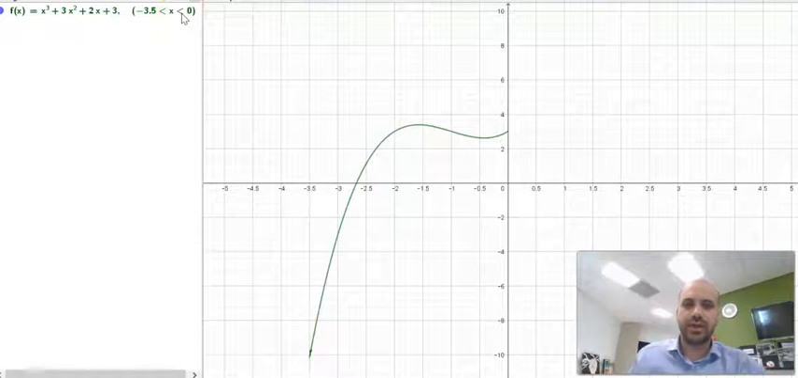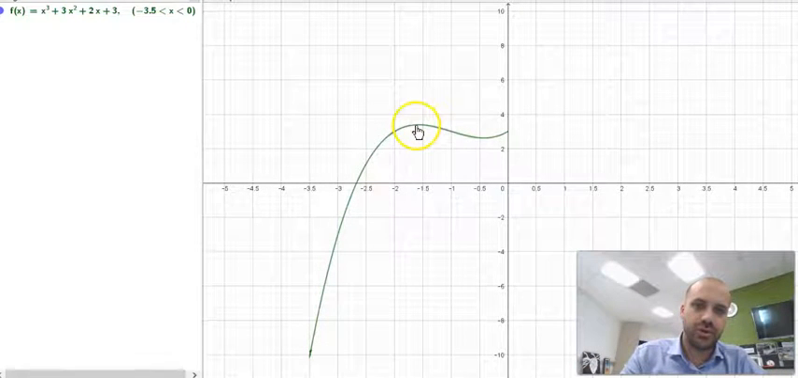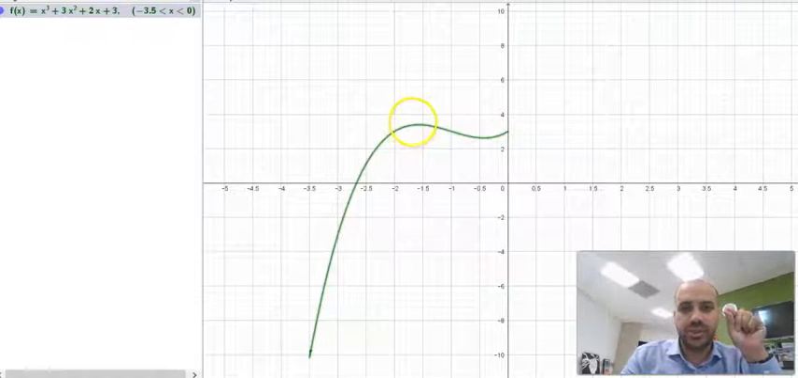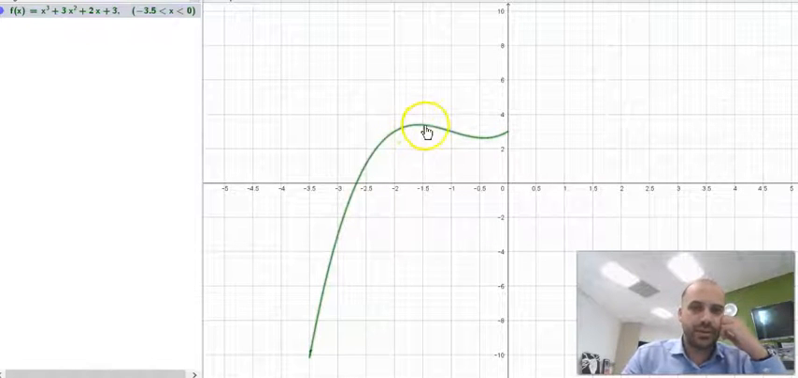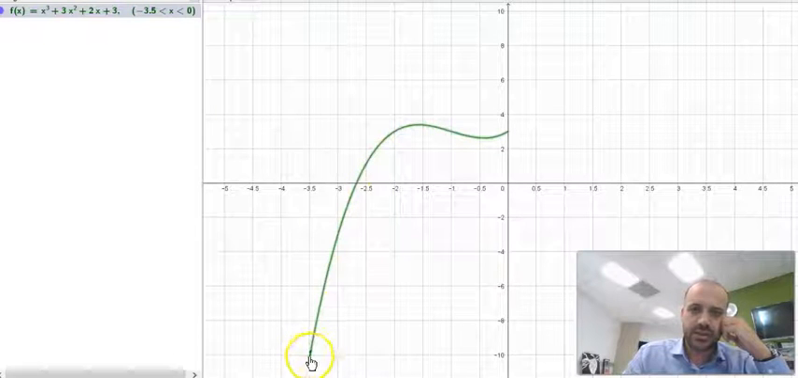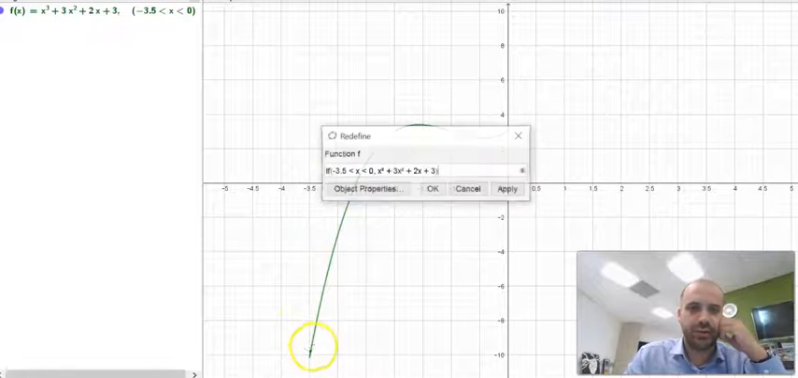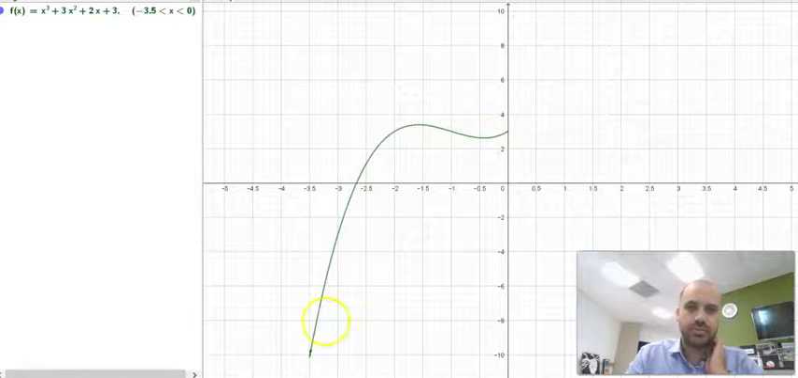Now, this time we can look at the absolute max and the absolute min. The absolute max is just the highest this function ever gets. And the highest this function ever gets is right there at that turning point. So in this case, the local maximum is also an absolute maximum. It's the highest we ever get. Now, the absolute minimum, though, is this number down here. That's our absolute minimum. It occurs at x equals negative 3.5. Our local minimum, one of our local minimums at this turning point, is not our absolute minimum.